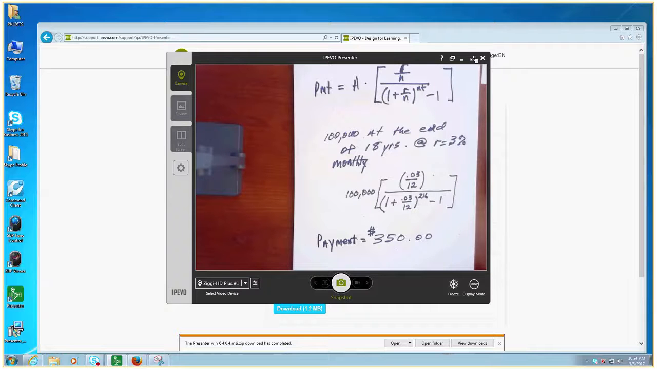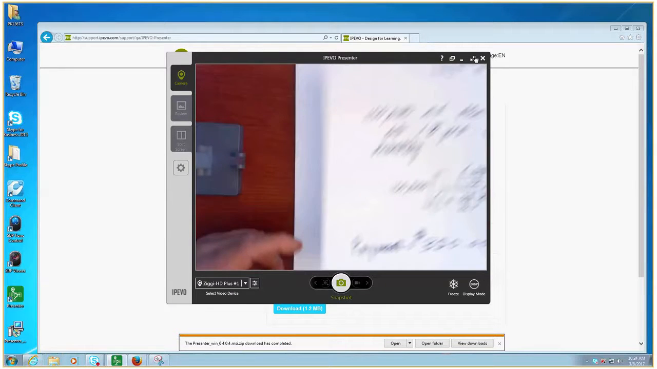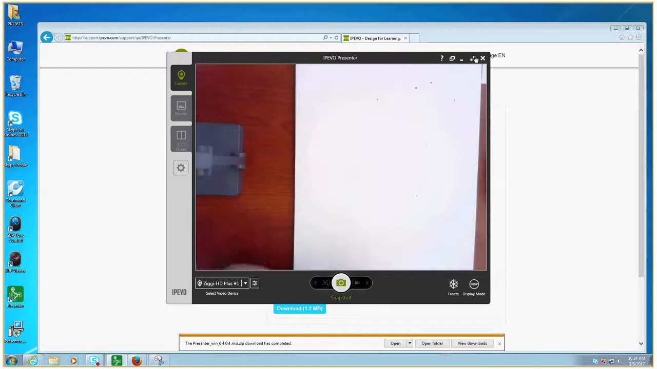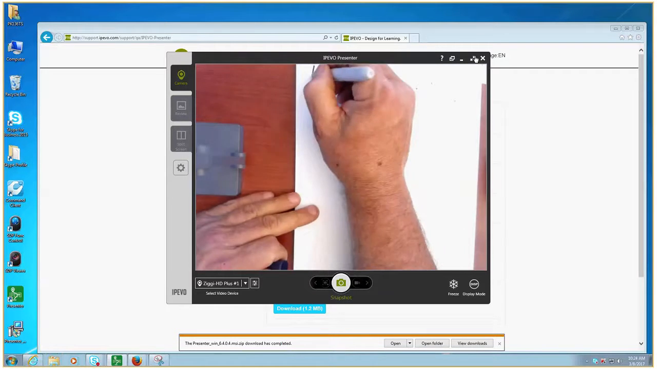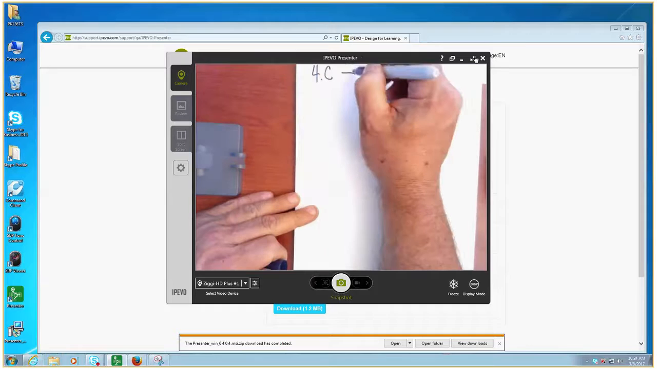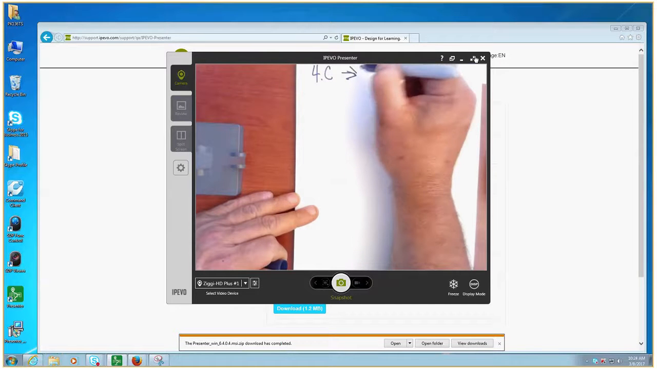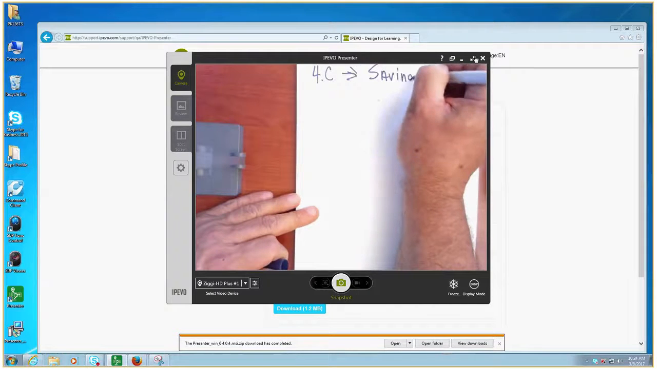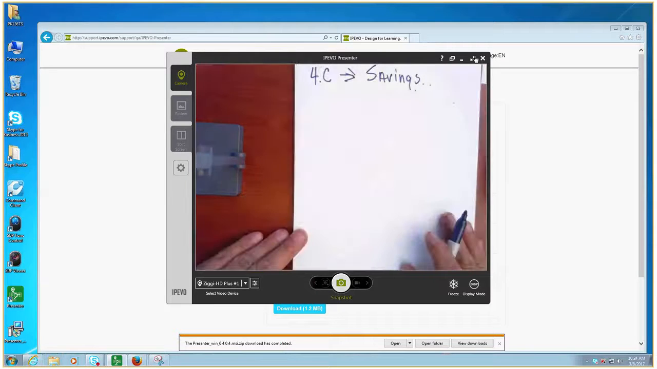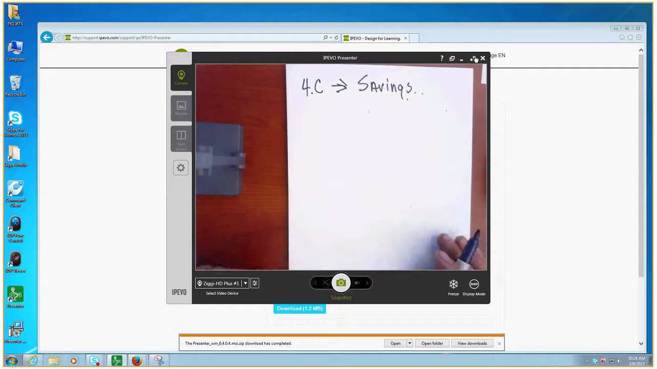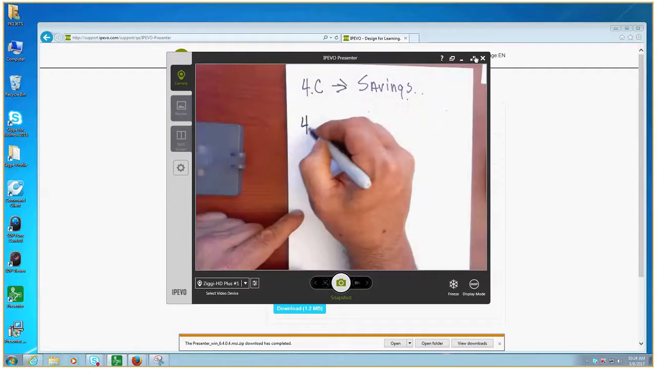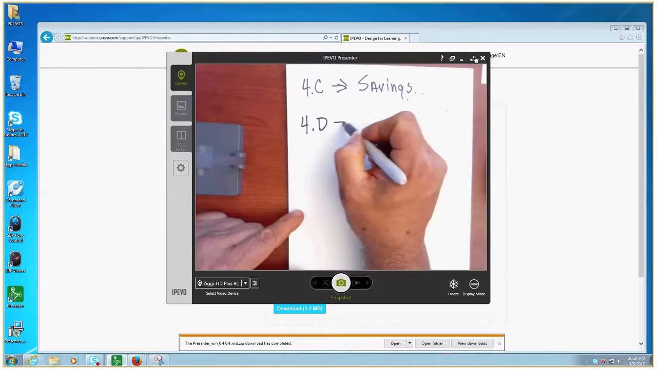You've got two formulas. You've got this formula, and then you got the other formula, which is how much you will have at the end of so many years. So 4.C, that's so stupid, is all about what? Savings. So if 4.C is all about savings, then 4.D is all about making you sick.